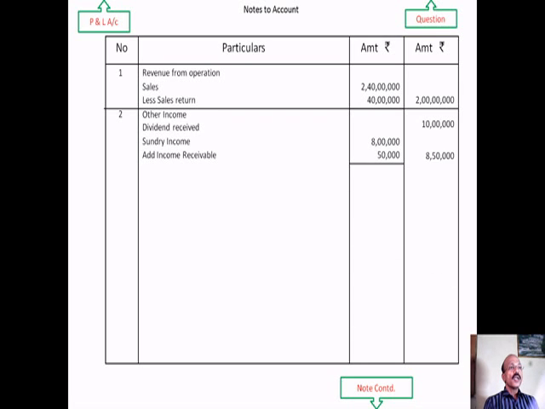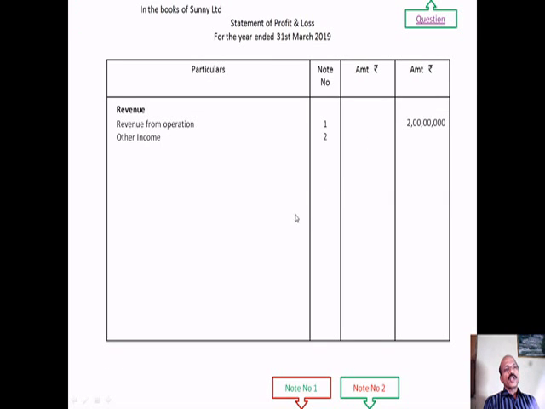So total dividend receivable, sorry, sundry income receivable 8,50,000. So that's all the items. To get a total of these two items, the total other income is 18,50,000. That will be charged to profit and loss account. That's 18,50,000. So we got a total revenue in this year of 2 crore 80,15,000.